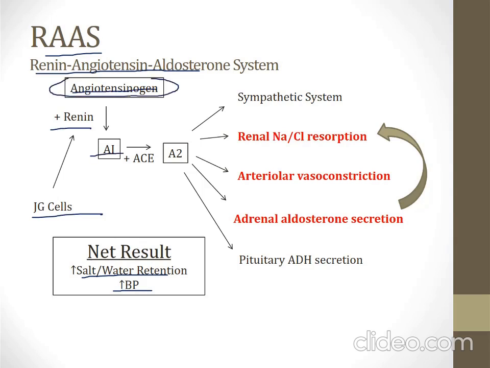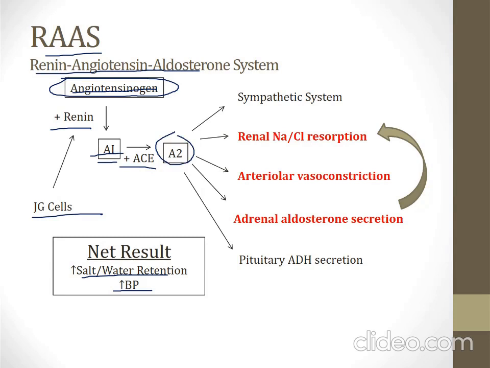Angiotensinogen is a substance constitutively produced by the liver. It can be found in the plasma, and when it encounters renin, it is converted into angiotensin 1. In the lungs, there is an enzyme called angiotensin converting enzyme, or ACE, which can convert angiotensin 1 to angiotensin 2. And then angiotensin 2 is the workhorse of the RAS.